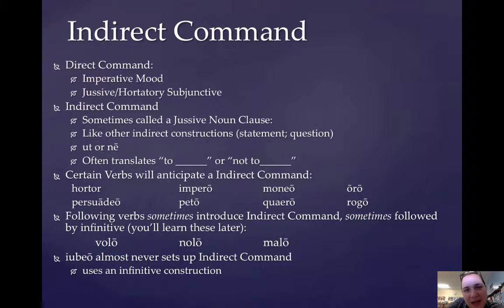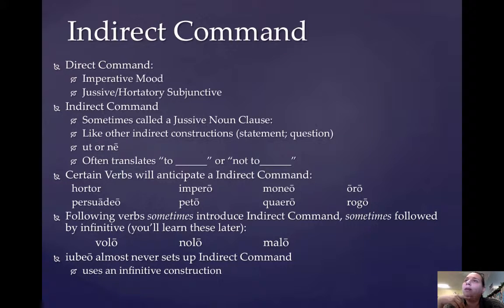The indirect command is like other indirect constructions, like the indirect statement or the indirect question, in that it sets up a command but in an indirect way, right? We need something to set up the command, okay? Indirect commands are sometimes called jussive noun clauses. They are introduced by the conjunctions ut or ne, obviously ut for a positive command, ne for a negative command. And again, they're an indirect construction.